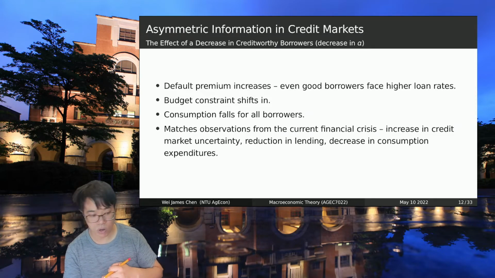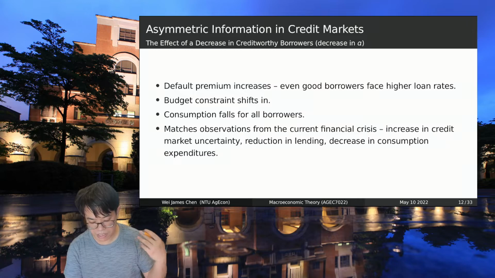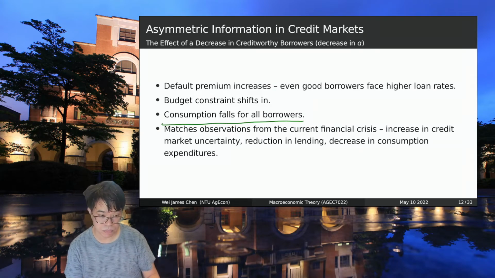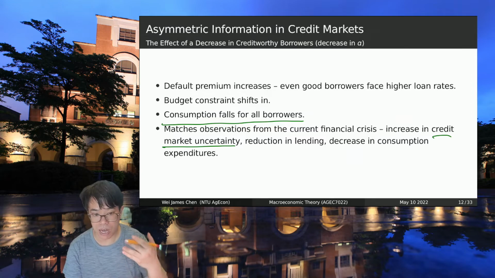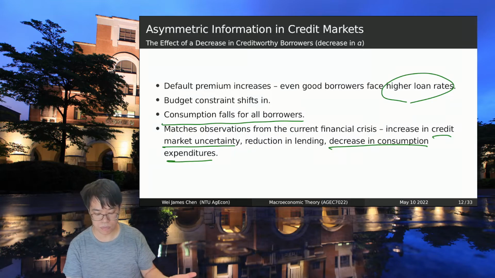Okay. So what will happen on the graph is that the budget constraint will shift in when the loan rate goes even higher. And in that case, consumption will fall for all borrowers. This actually matches the observation from the financial crisis. In the financial crisis, credit market uncertainty was higher and more people were not able to pay back the loan, right? So what you find is that higher loan rates happened and a decrease in consumption happened.